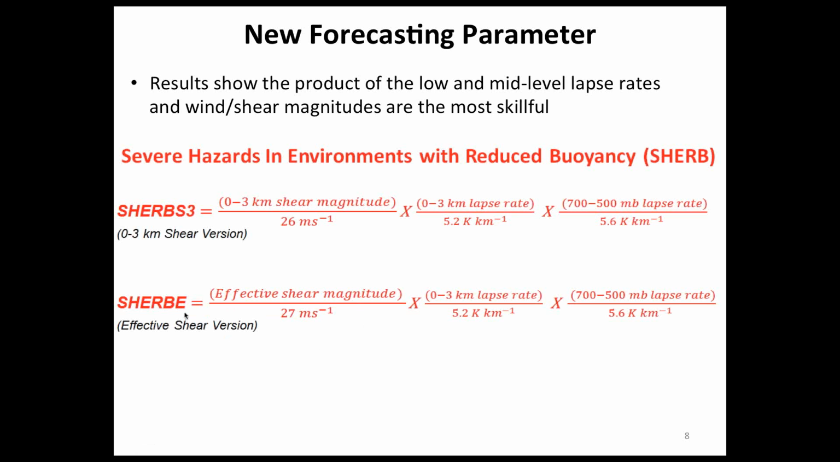So in situations where you have errors in CAPE, or the CAPE is just very small, it may be poorly represented in these environments. So the 0 to 3 kilometer layer version may be more stable in those especially low CAPE cases. They're especially marginal within that margin of error. And in fact, some of the significant severe reports in our development data set were associated with data points that had analyzed 0 CAPE. So in those situations, obviously the Shear B would go to 0, but you could still get some utility out of the Shear S3 here.